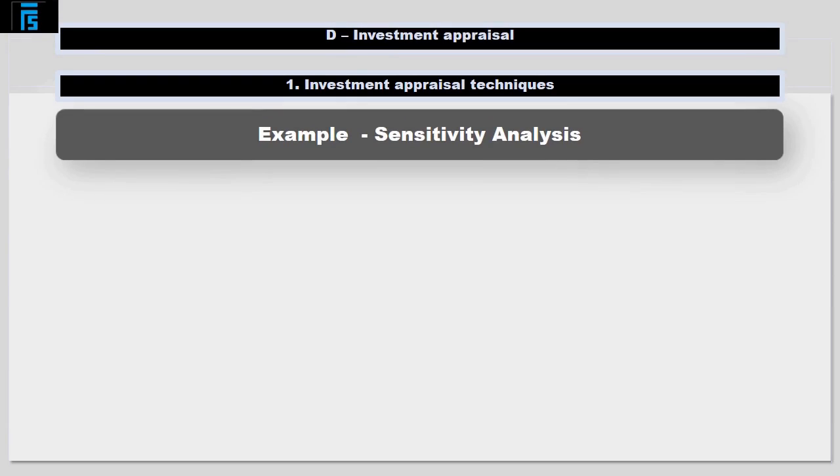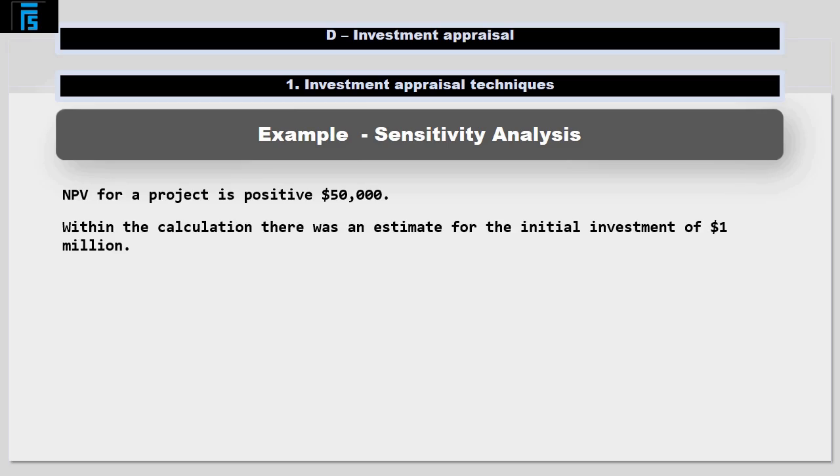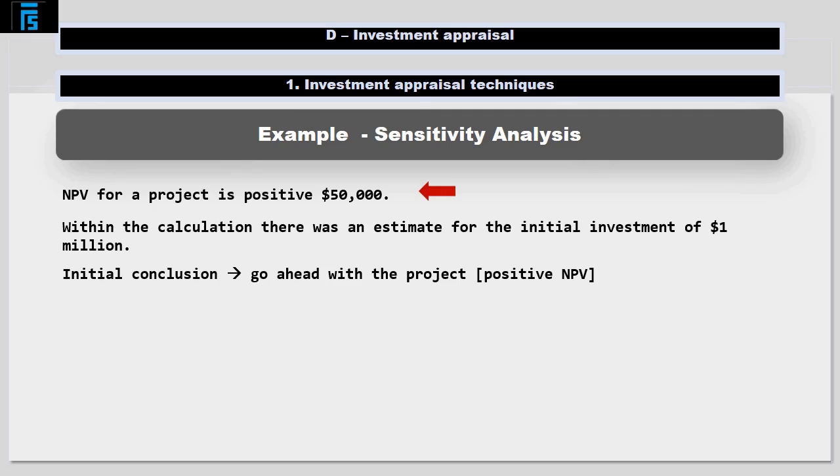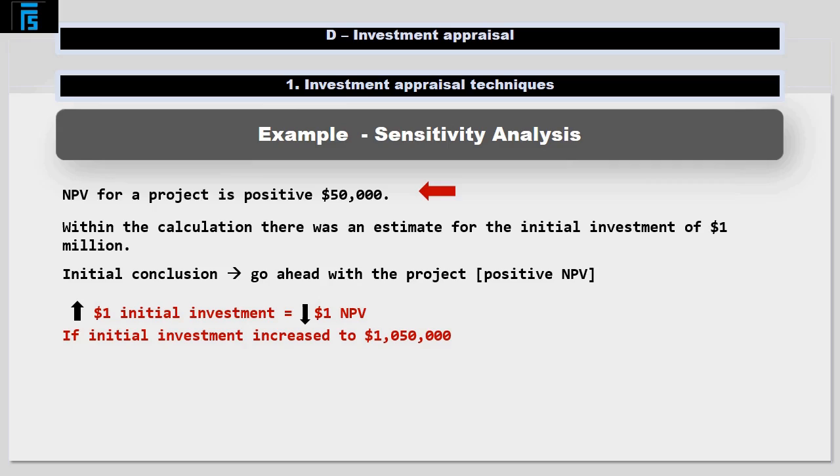For example, let's suppose we have calculated the NPV for a project to be positive $50,000. Within the calculation, there was an estimate for the initial investment of $1 million. Our initial conclusion would be to go ahead with the project, given it has a positive NPV. In fact, we'd be happy to go ahead with the project, provided the NPV is not zero or negative. For every $1 increase in the cost of the initial investment, the NPV will fall by $1. In other words, initial investment could increase to $1,050,000 and the project would still be viable.